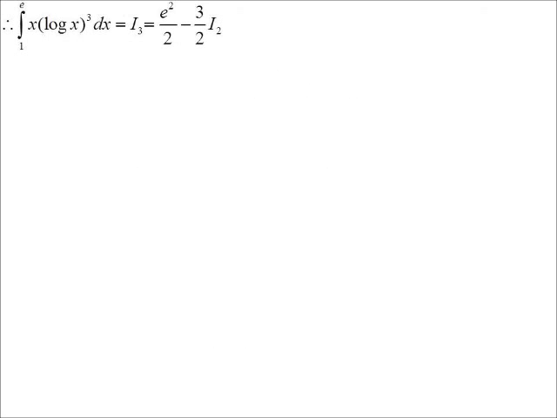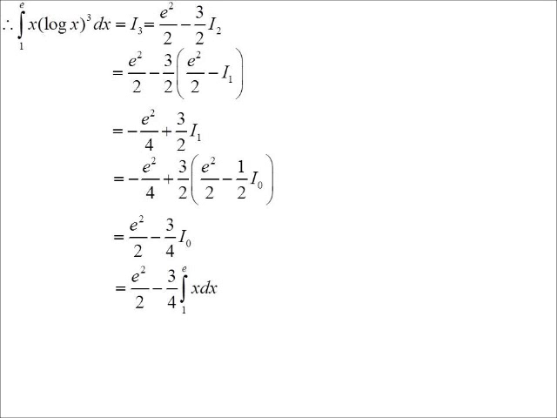So I now know that this would be I3. So I3, using the formula, will be e squared on 2 minus 3 on 2 lots of I2. I2, e squared on 2 minus I1. Tidying that up, I now have minus e squared on 4 plus 3 on 2 I1. Well, I'm going to use it again, because even integrating log to the power of 1 is a bit tricky. I would have to use parts, so let's reduce it again.